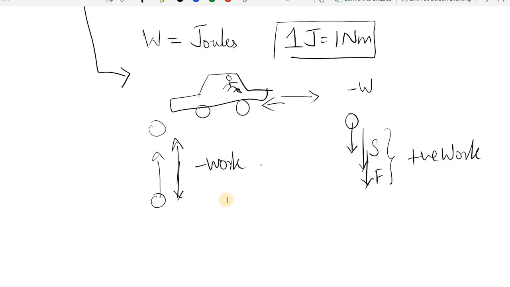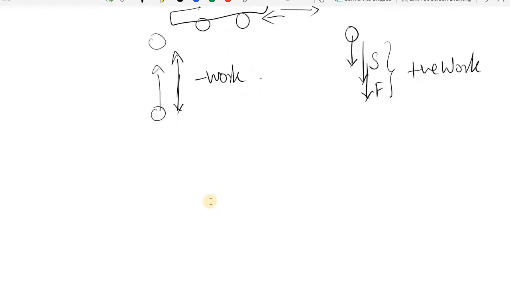Now, what would be the next important thing? The next important thing is the law of conservation of energy. We have discussed it in another video, but to quickly recap, the law of conservation of energy basically states that the total energy remains the same. Energy can neither be created nor destroyed. It is just converted from one form to another.